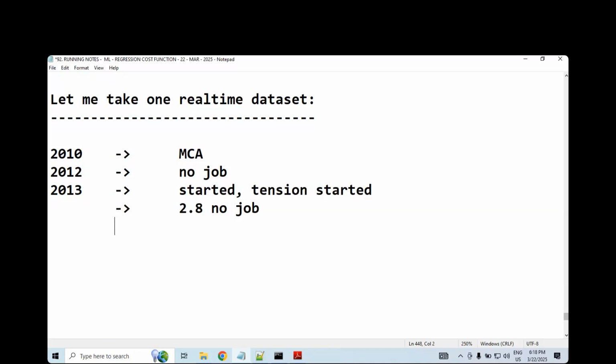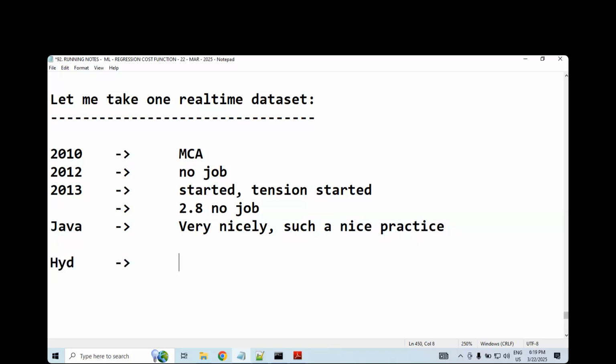Then seriously I decided. I learned one course very well. Frankly speaking, I put in my efforts. I learned Java very nicely and did such a nice practice. And not only did I do the Java course, in Hyderabad there was one institute. I'm sorry, I should not talk about other institutes, because I'm working at Naresh IT.